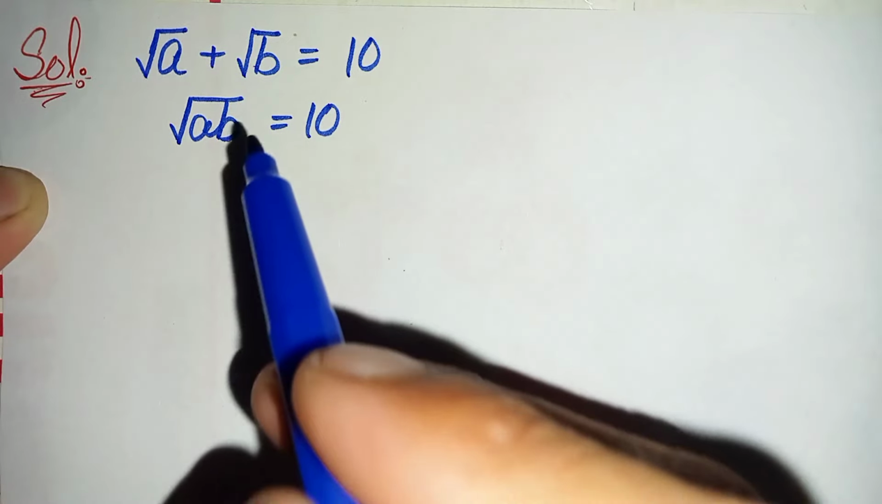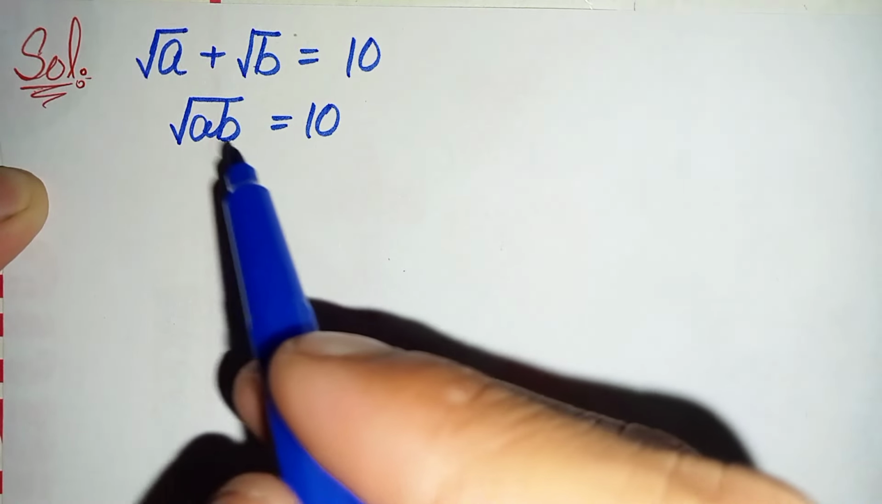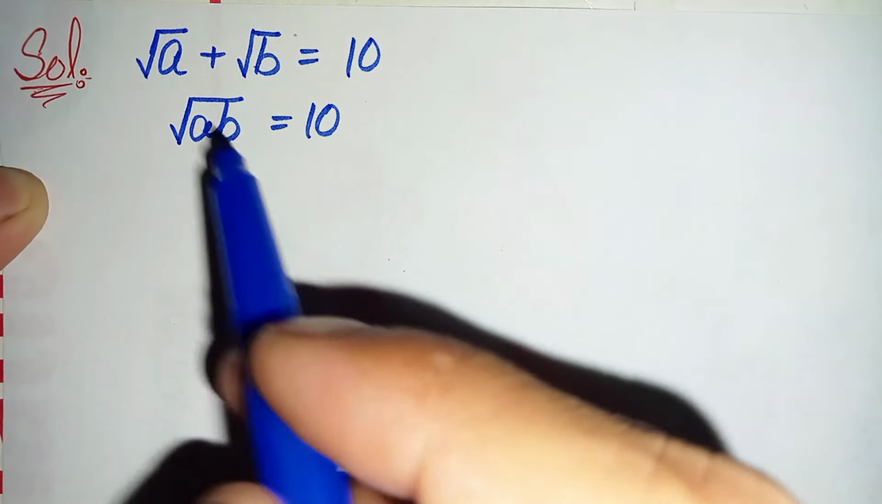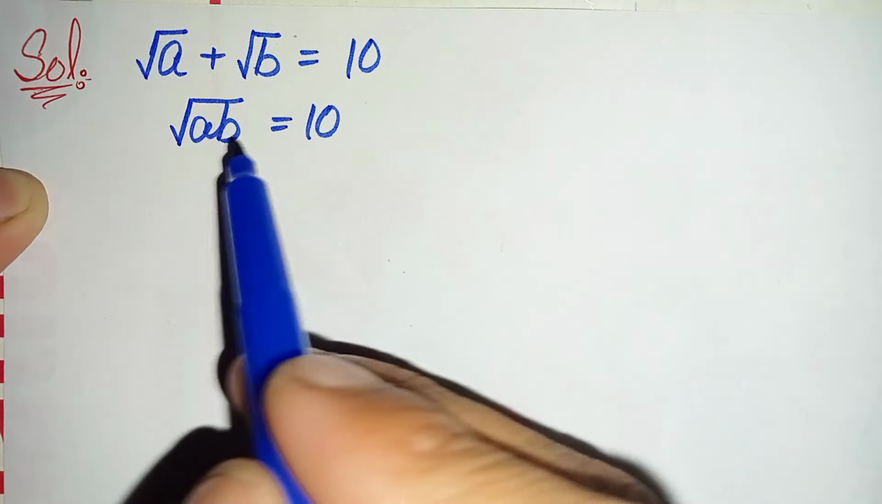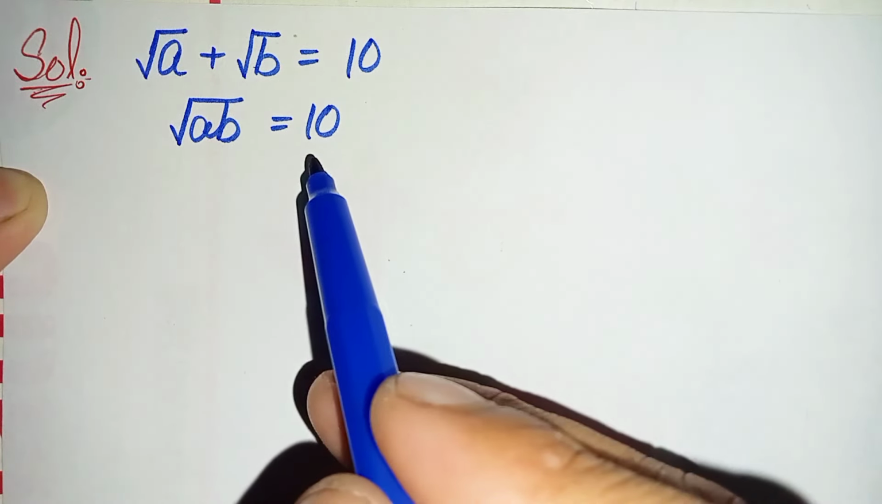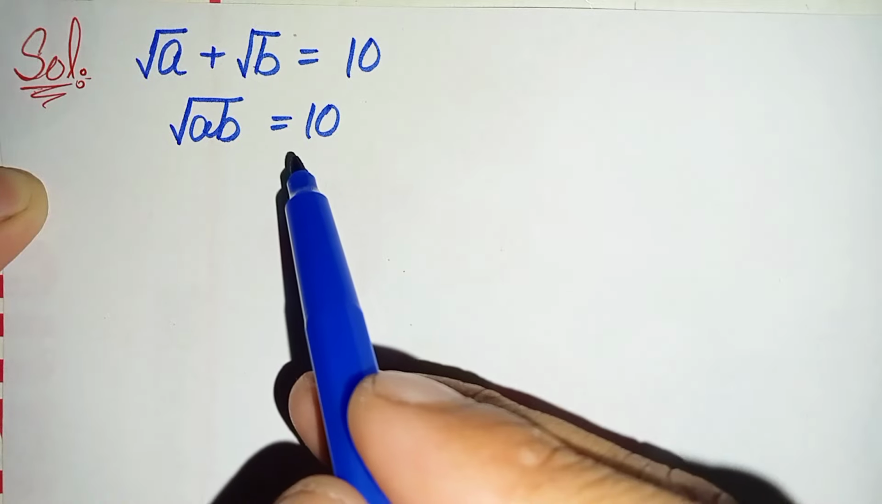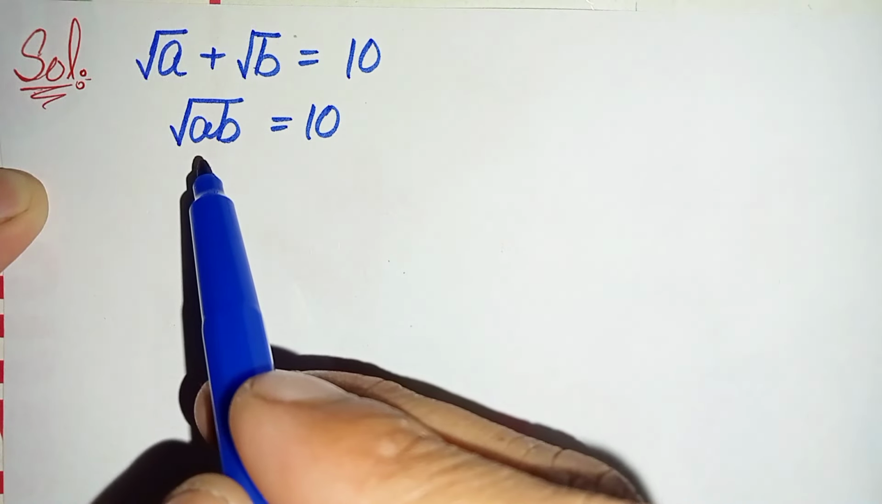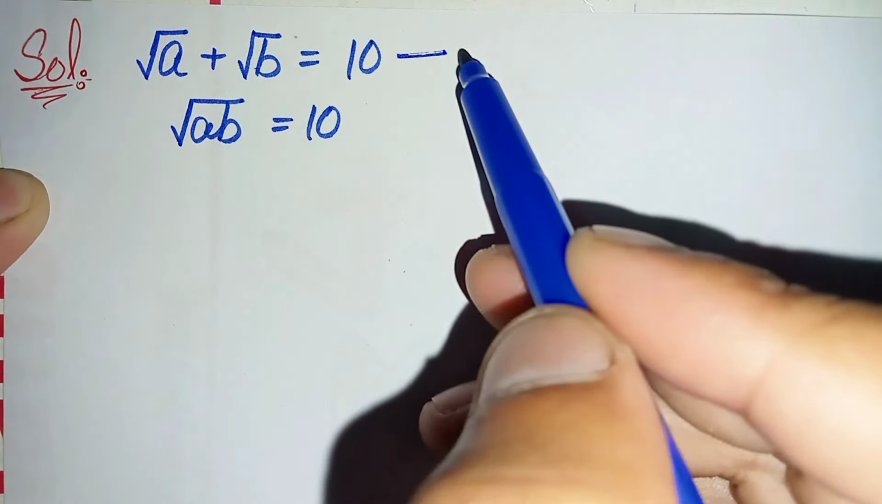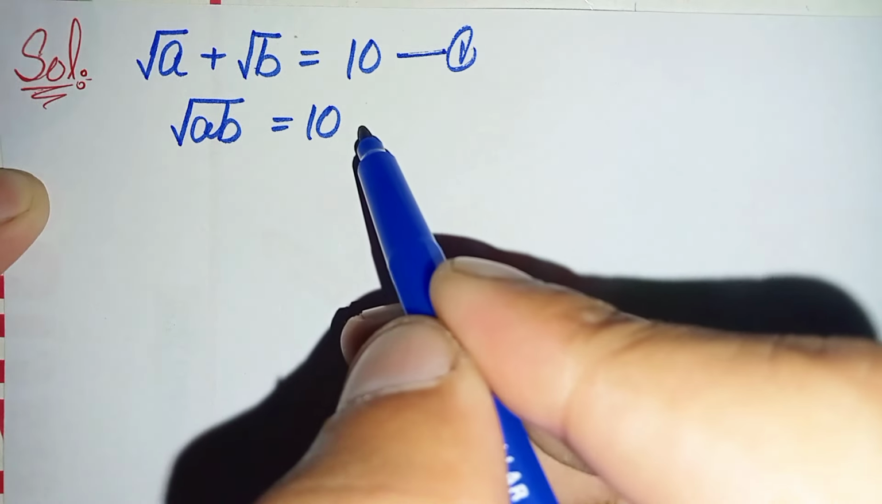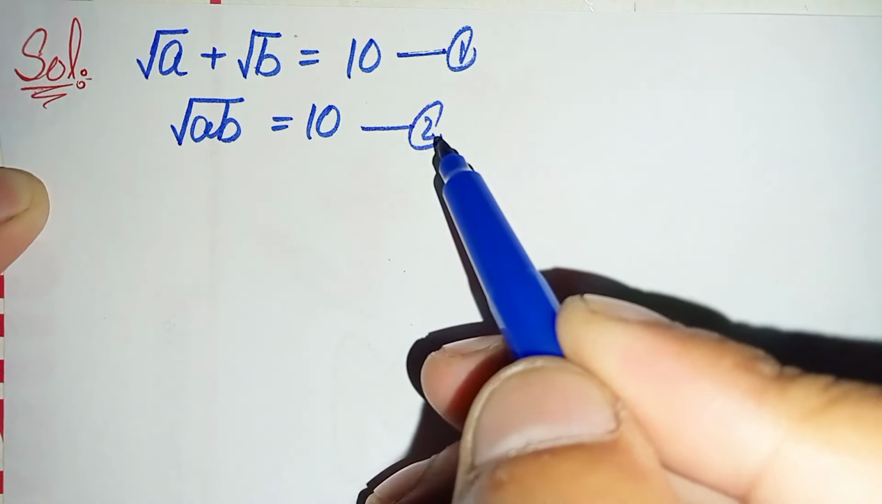Hi everyone, how to solve this nice algebra and radical math problem, which is square root of a plus square root of b is equal to 10, also square root of a times b is equal to 10. Now here we will try to eliminate the square root from the left hand side from both the equations. So for that, let us suppose this is equation number first and this is equation number second.